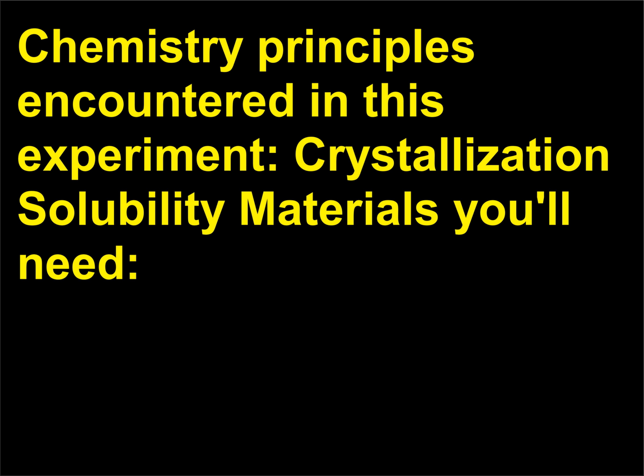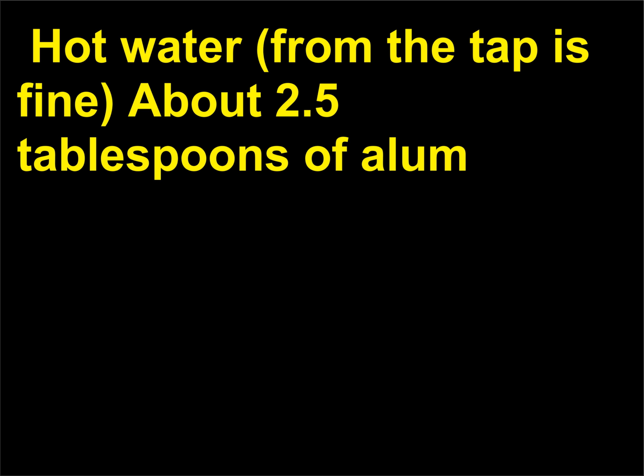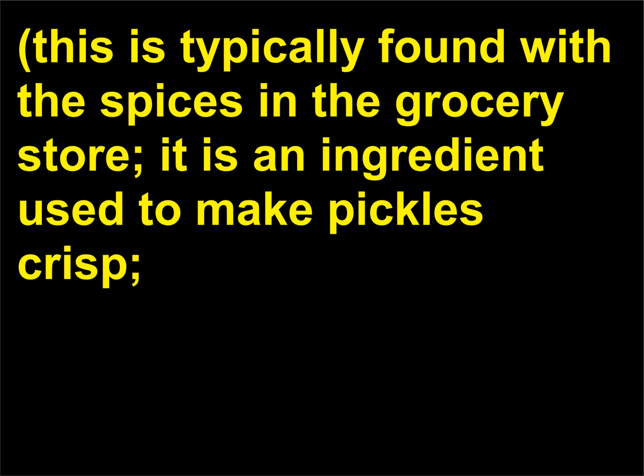Chemistry principles encountered in this experiment: crystallization, solubility. Materials you'll need: hot water, from the tap is fine; about 2.5 tablespoons of alum. This is typically found with the spices in the grocery store. It is an ingredient used to make pickles crisp.